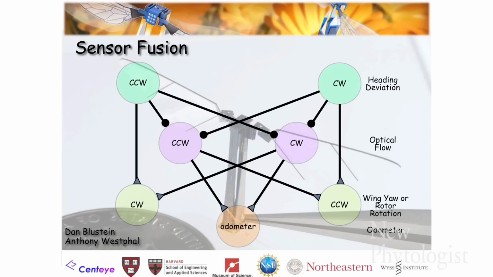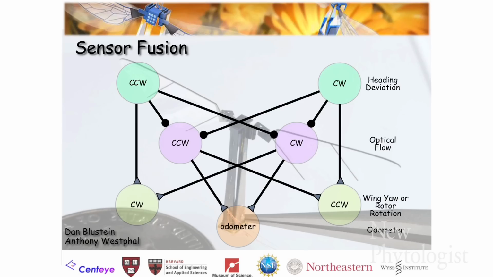If the animal is flying, translating in a straight line and gets blown off course, this eye is going to see translation plus optical angular rotation. This is going to see translation minus angular rotation. This is going to bias this more than this one and bring it back on course. So that's the minimal circuitry you need to keep it flying on a straight line.